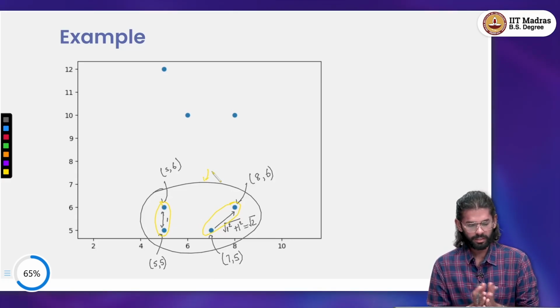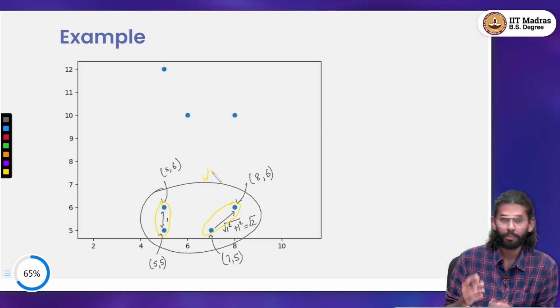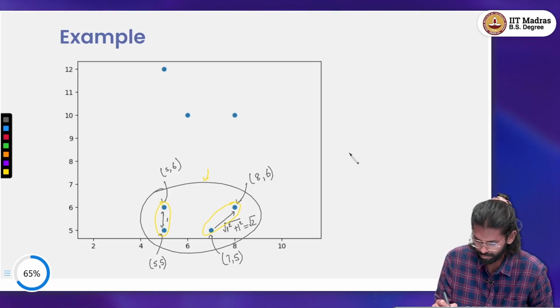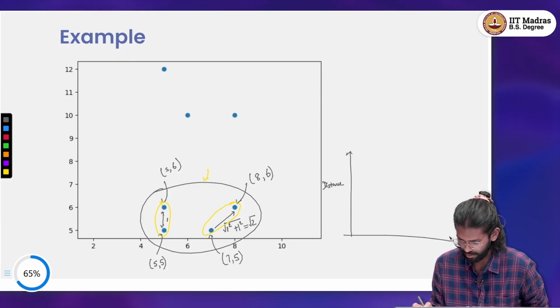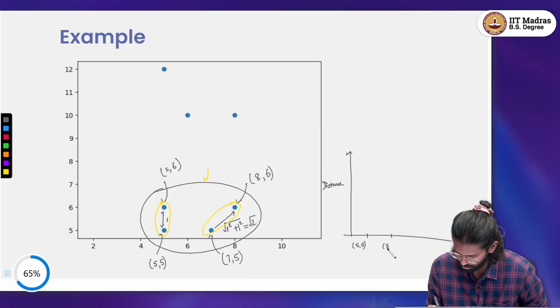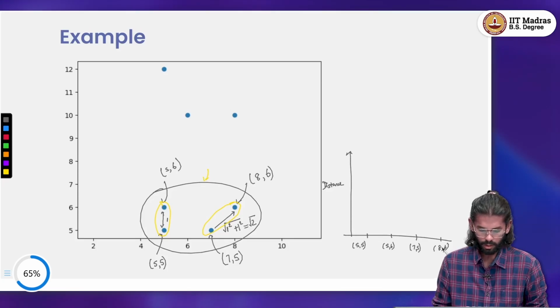So for this kind of process, I'll now show you a chart which you can use to record or bookkeep whatever we are doing currently. I'll introduce that as well. So I'll have this axis, I'll call this distance, and here we have 5 comma 5, then 5 comma 6, then 7 comma 5, and 8 comma 6. Now I have these 4 points.